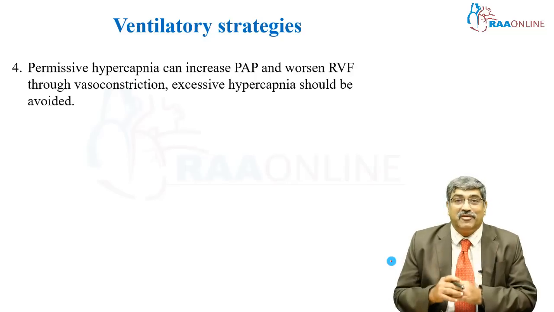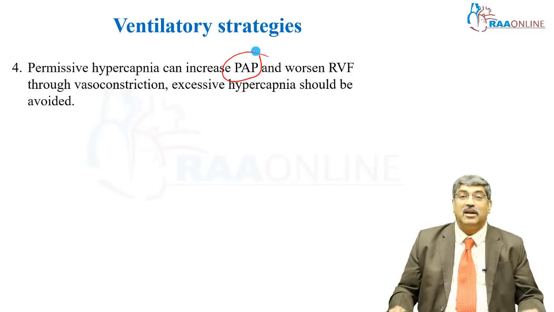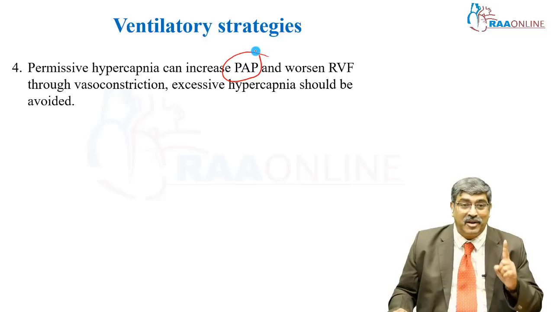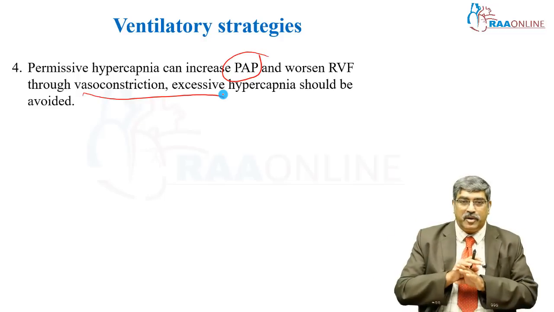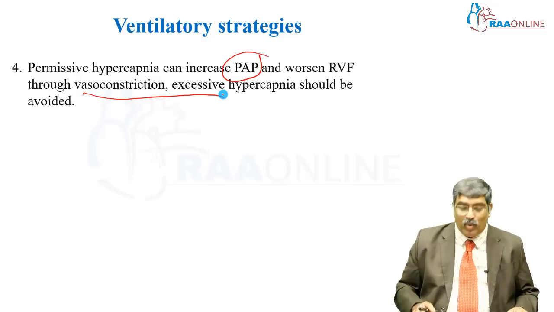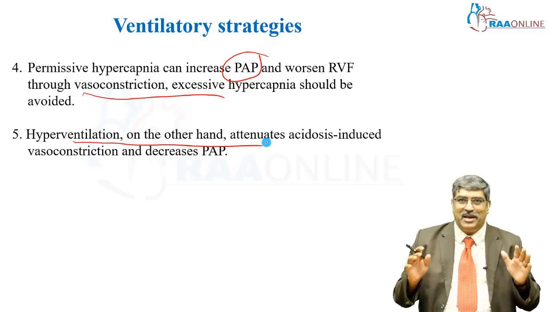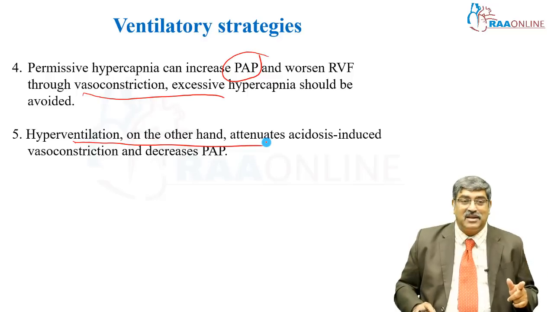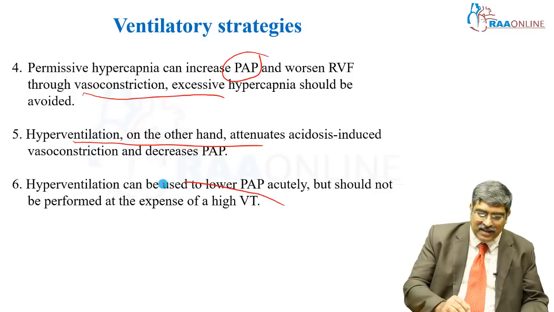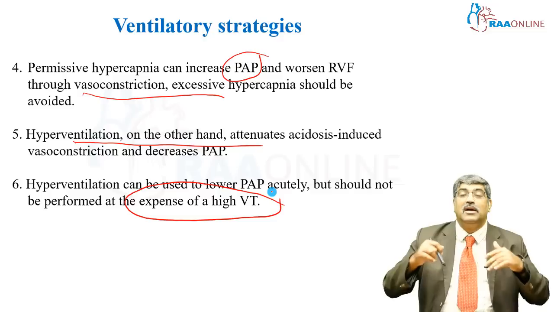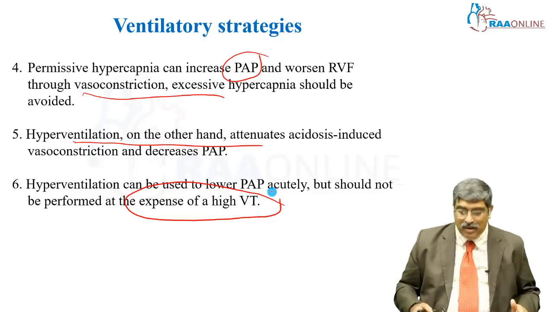dysfunction. Permissive hypercapnia, high carbon dioxide, can increase your pulmonary artery pressure and worsen right ventricular failure through vasoconstriction. Therefore, excessive carbon dioxide should always be avoided. Hyperventilation, on the other hand, decreases your PA pressure. But you have to understand that hyperventilation should not be performed at the expense of high tidal volume. This tidal volume might increase your pressure and might adversely affect your right ventricle.